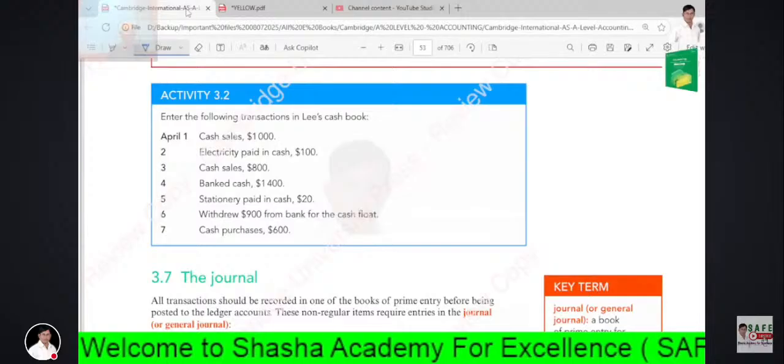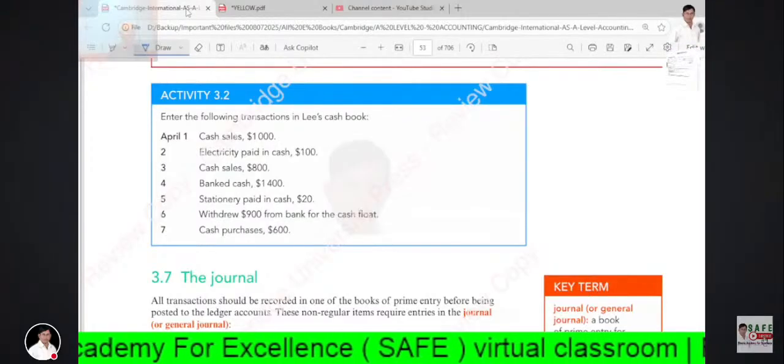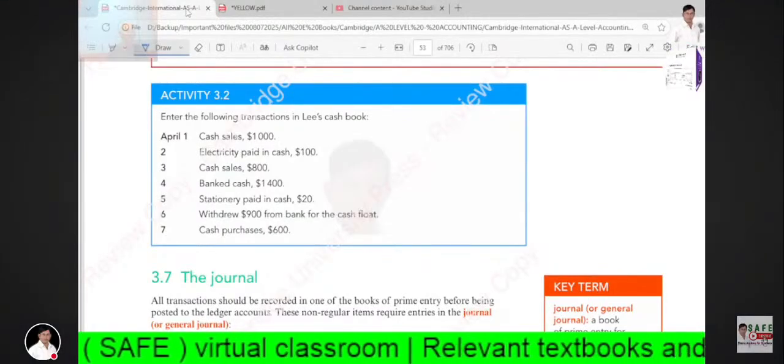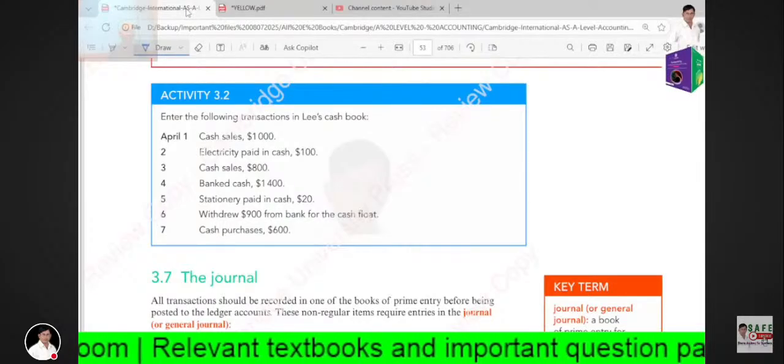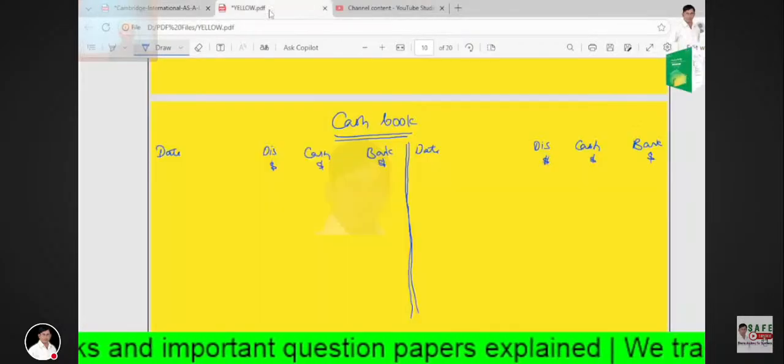So this is the question. Enter the following transactions in Lee's cash book. April 1st, cash sales 1000.